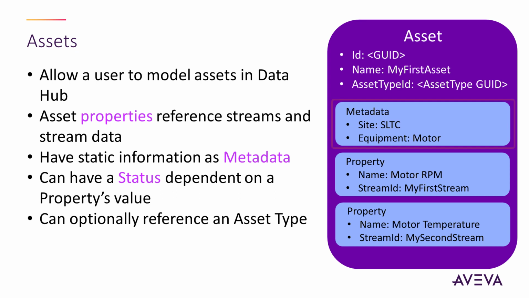Additionally, they have static information, which we call metadata. So this is very similar to our streams, where we have a key value pair. We can use the same example here, where we would have the site of the asset and the corresponding value. And as I mentioned before, assets can optionally reference an asset type, which we can see using this asset type ID.